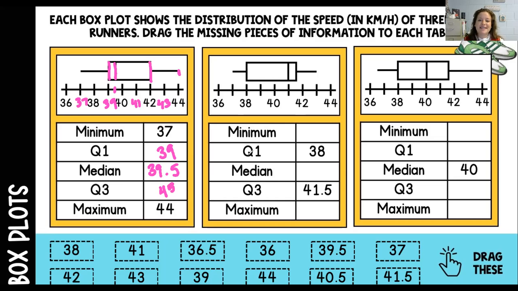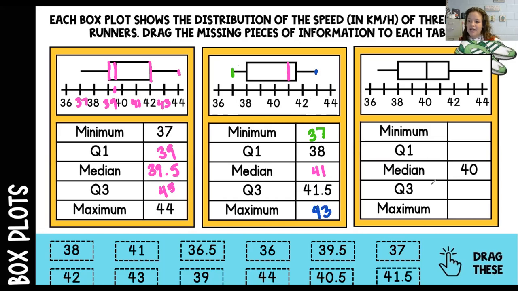Okay, take a minute and try this next one on your own. We have our minimum, which is 37. Remember, our minimum's right here. Our median, which is that center line, 41. And then our maximum, try to use different colors for y'all so y'all can see where I'm getting these from. Our maximum falls in between 42 and 44, which is 43.